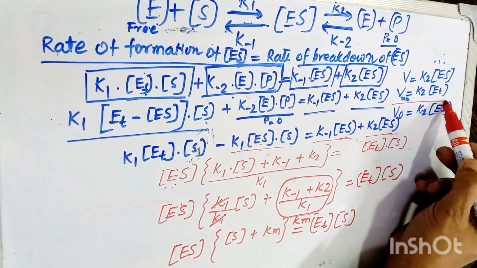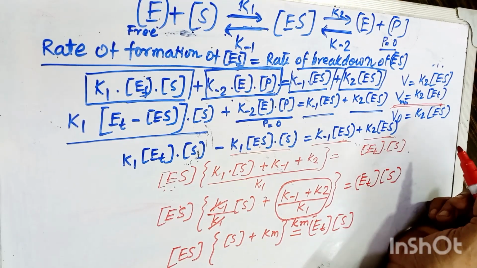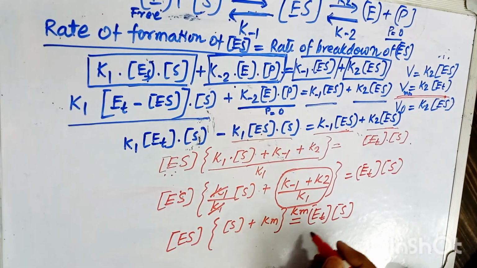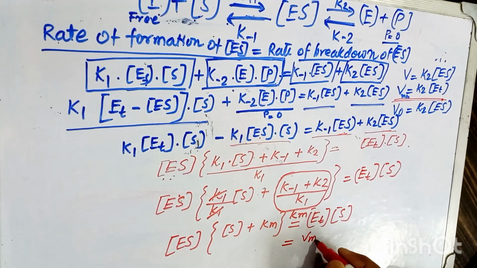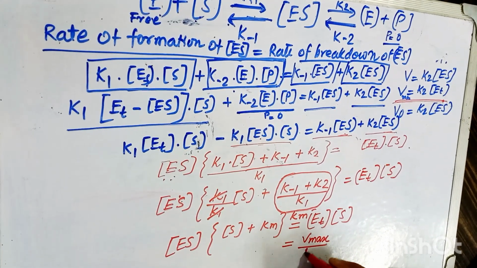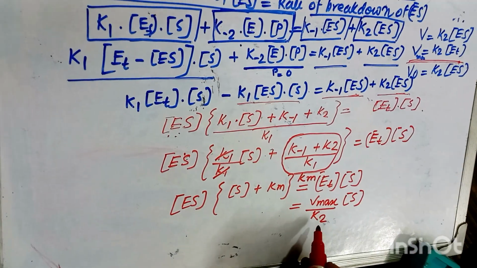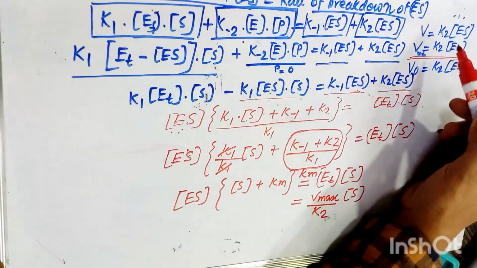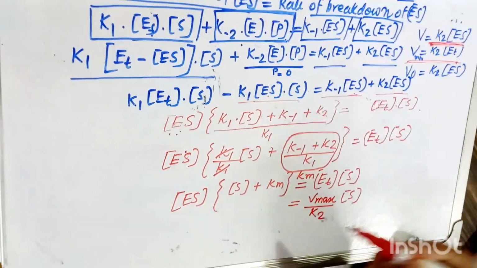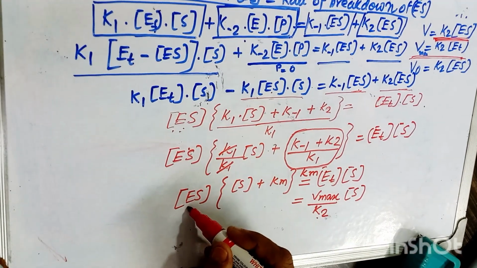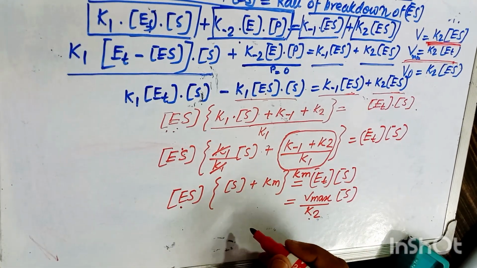Now what is Et? If we refer to this equation, Et is equal to Vmax by K2. I write it here: Et is equal to Vmax by K2. Now what is K2 into Es? If I see this equation, K2 into Es is the velocity, the velocity of an enzymatic reaction.